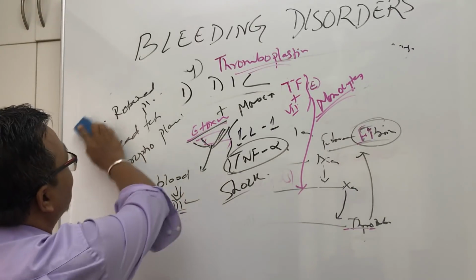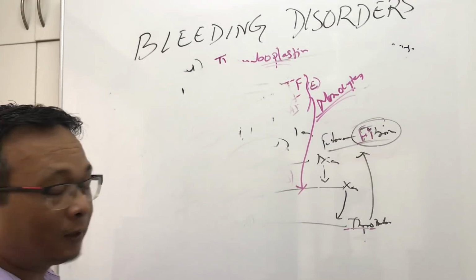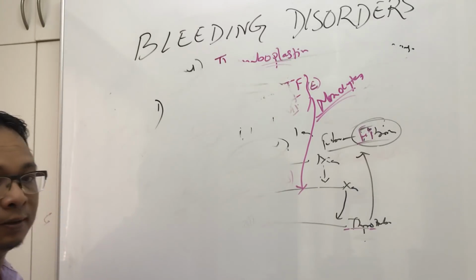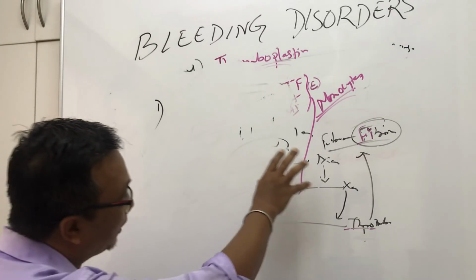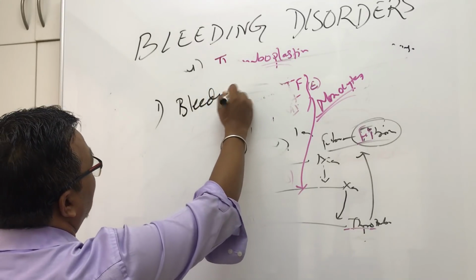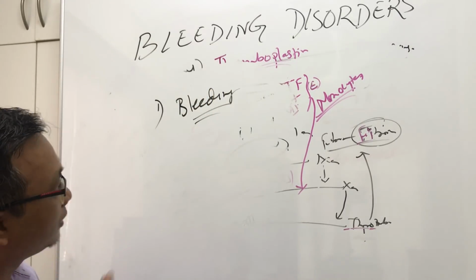So what are the consequences of DIC? The first thing is that in DIC, platelets and clotting factors are all consumed. So there will be bleeding problems, bleeding disorders, because clotting factors are consumed.